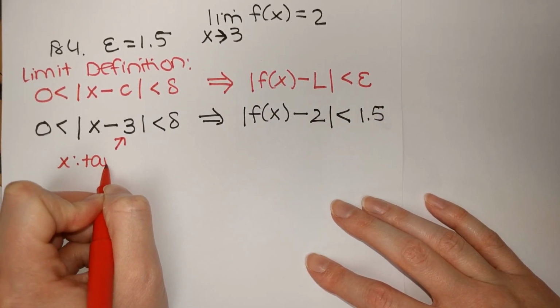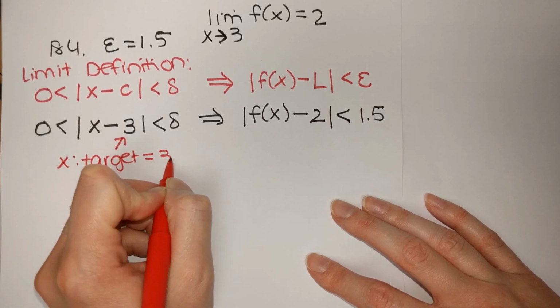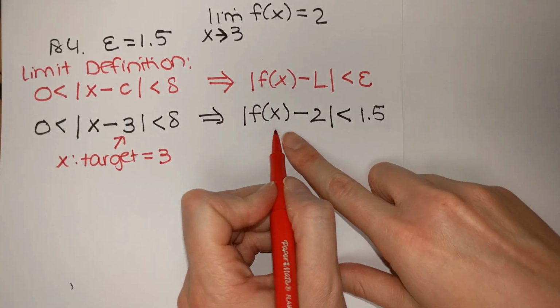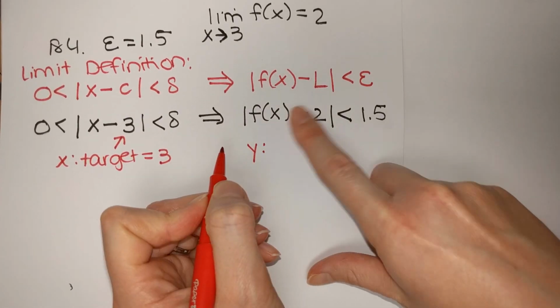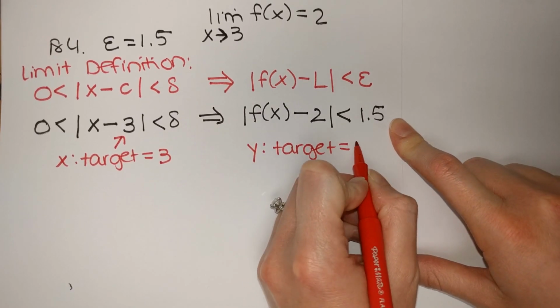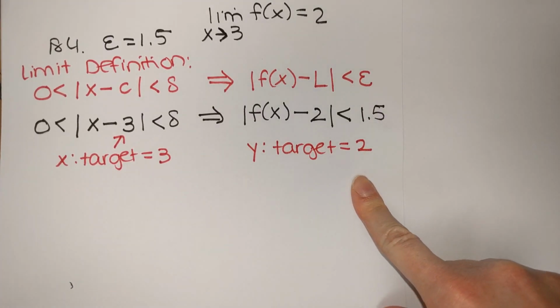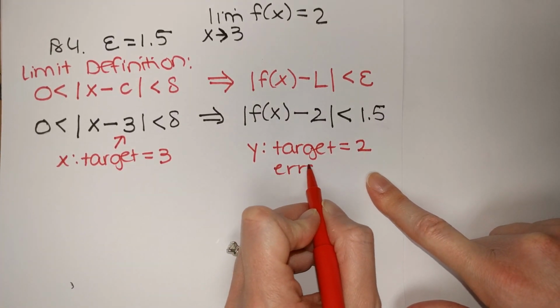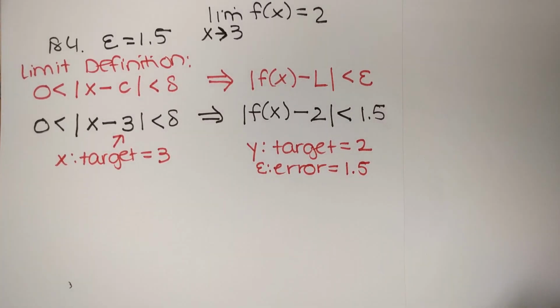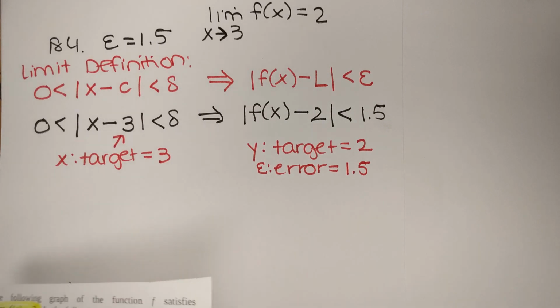Okay, so from the inequalities, and also from this x arrow 3 notation, the x target is equal to 3. Again, we're trying to find delta, so there's never something to plug in for that. The y target, f of x minus 2, the y target will be what the limit is. So the target is equal to 2, and the error is what our epsilon is, and that's going to be our 1.5. So with that written down, we then go and look at our graph and try to see if we can find our delta.